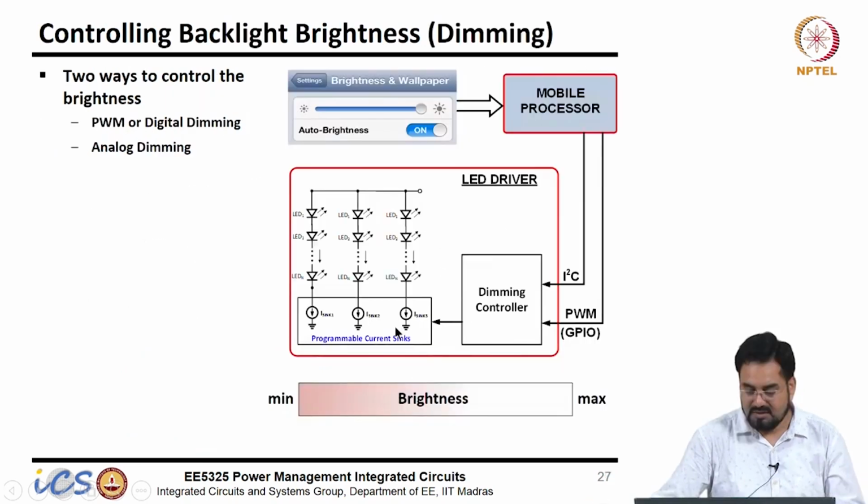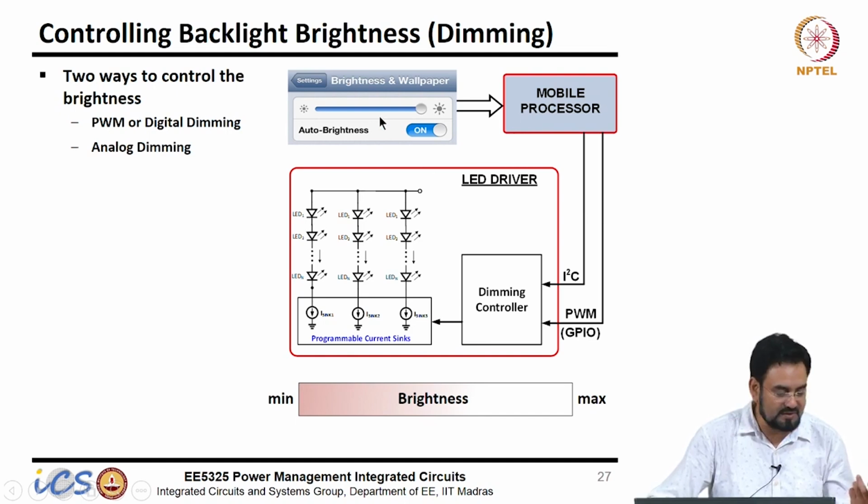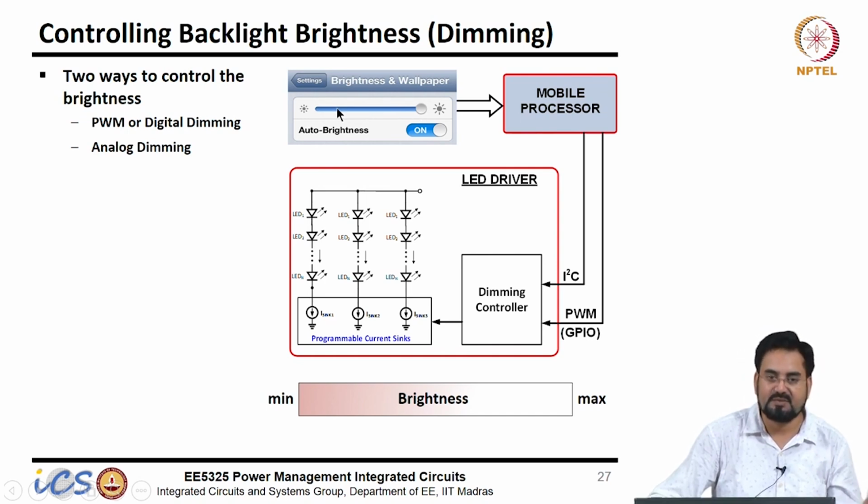Now we have these current sinks, and let's say they can be programmed. That's how you dim your brightness, or control your brightness. The technical term we use for that is dimming. So what happens is, on your menu, if you open the settings, you will see this brightness control slider, and as you move it to the right hand side, the brightness will increase, and when you move it to the left hand side, the brightness will be reduced.